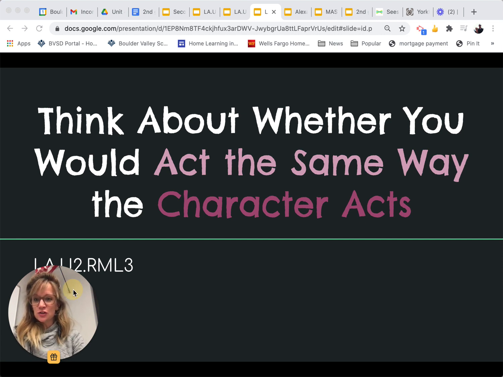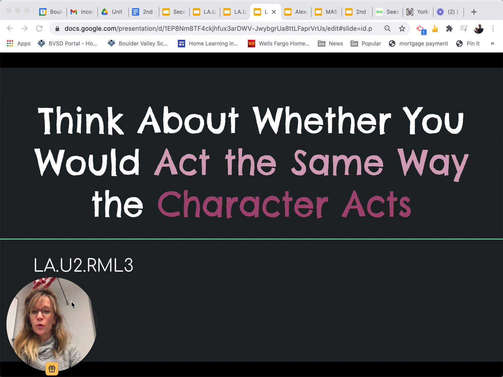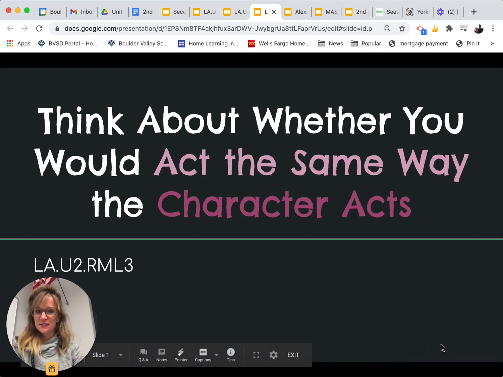If you take a peek at the screen today, you'll notice what we are focusing on is thinking about whether you would act the same way as characters we read about act. I don't know. Would you? Come on. Let's read our target today and find out.